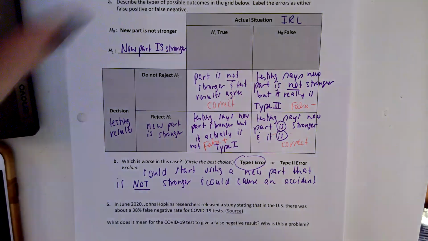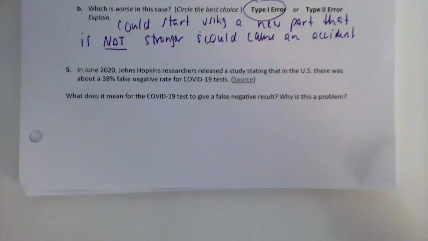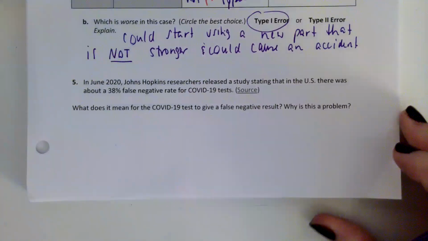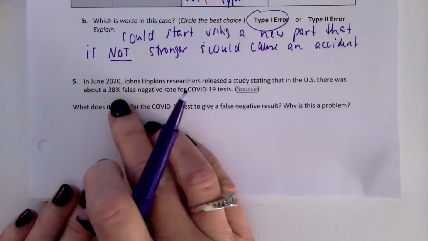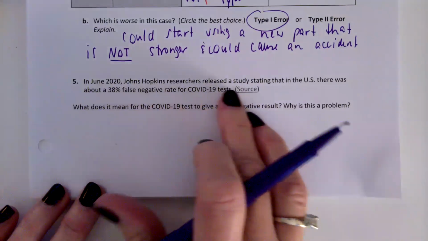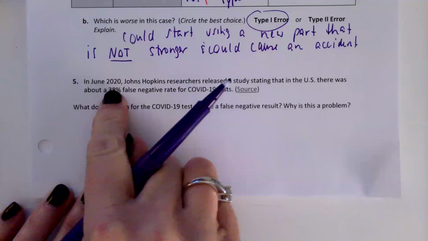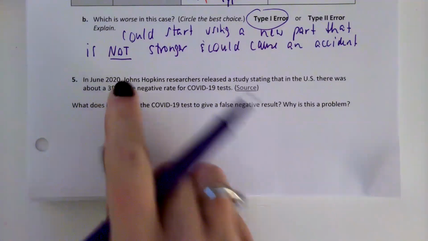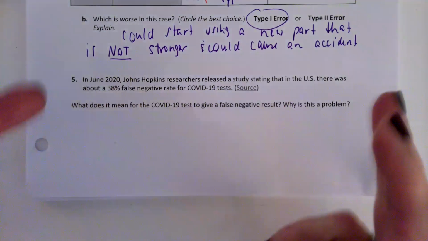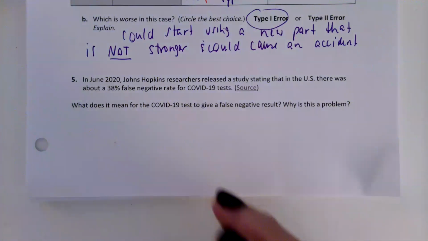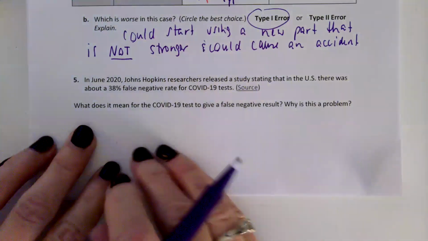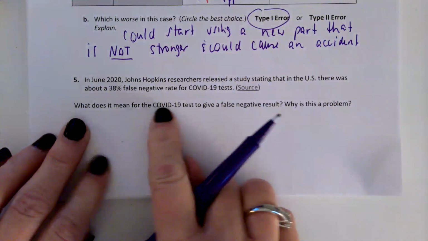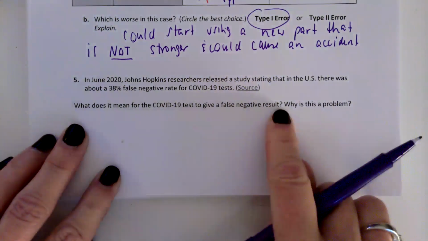Okay, let's look at example 5. Question 5 says, in June of 2020, Johns Hopkins researchers released a study stating that in the US, there was about 38% false negative rate for COVID-19 tests. Now, remember, this was only a few months after supposedly COVID showed up in the US, and things were still a hot mess here. So it says, what does it mean for the COVID-19 test to give a false negative?